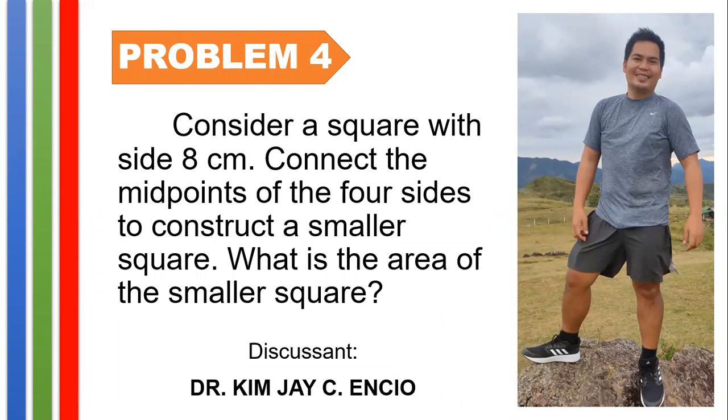I am Mr. Kim JC Ensho, and today I give you problem number 4. Consider a square with side 8 centimeters. Connect the midpoints of the 4 sides to construct a smaller square. What is the area of the smaller square?